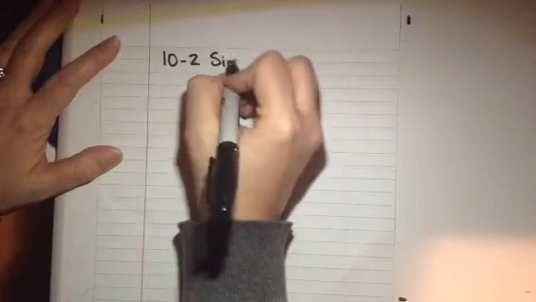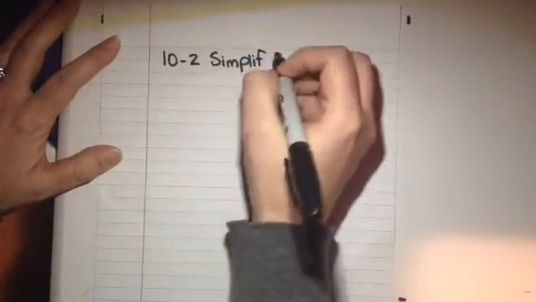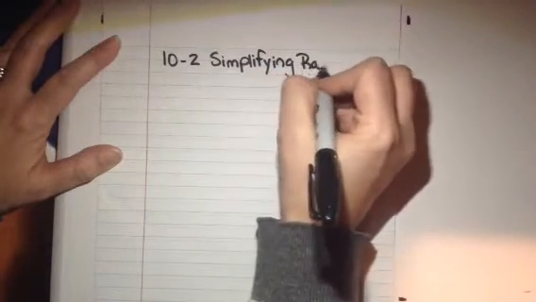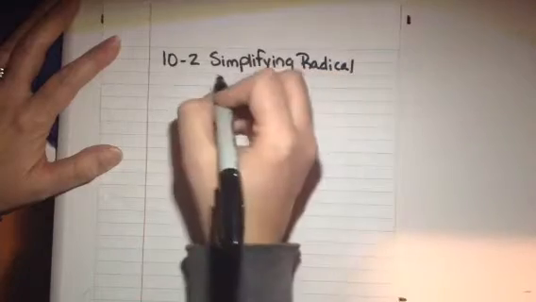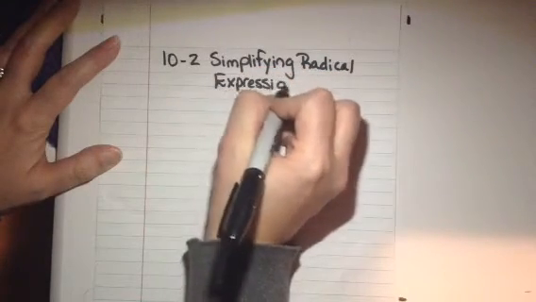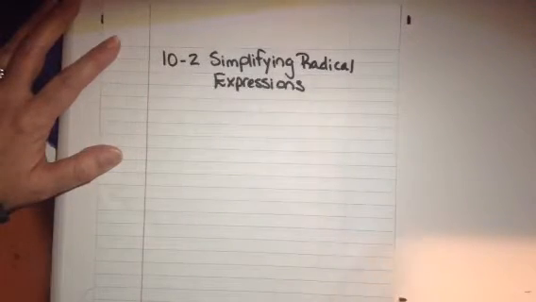Okay, today we're going to look at section 10-2, simplifying radical functions or expressions. Now, we have already looked at this when we did quadratics. It was one that I showed you, and I told you didn't have to do at the time because we would learn it later. So we're going to learn it now.